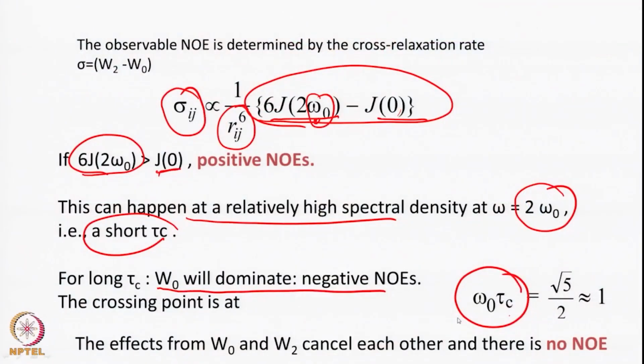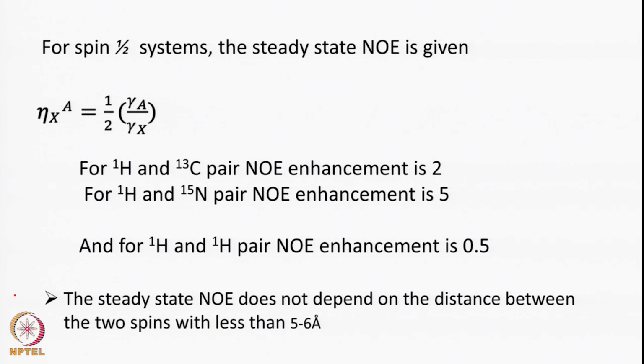So let me summarize again. Omega 2, which is the dominant relaxation mechanism for small molecules, gives positive NOE. Omega 0, which is the dominant relaxation mechanism for macromolecules, gives negative NOE. In some cases both of them cancel, and that happens when omega 0 tau c becomes almost 1. So there will be no effect. The effects from omega 0 and omega 2 will cancel each other, and there will be no net NOE enhancement in some cases.